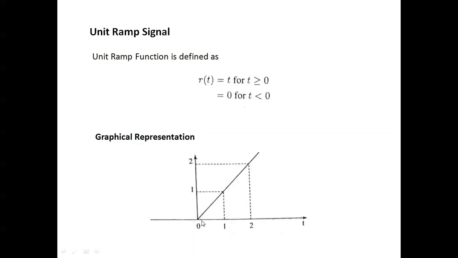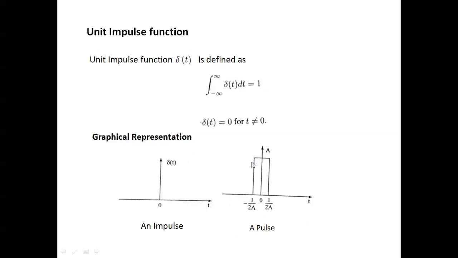For t, the value starts from here. So the value starts at 1 for the unit ramp signal. Here x and y are both the same value. It's a ramp, so linear values. And 2, 2. So this is t. So r of t is equal to t, where t is more than 0. So the ramp function looks like a ramp signal.